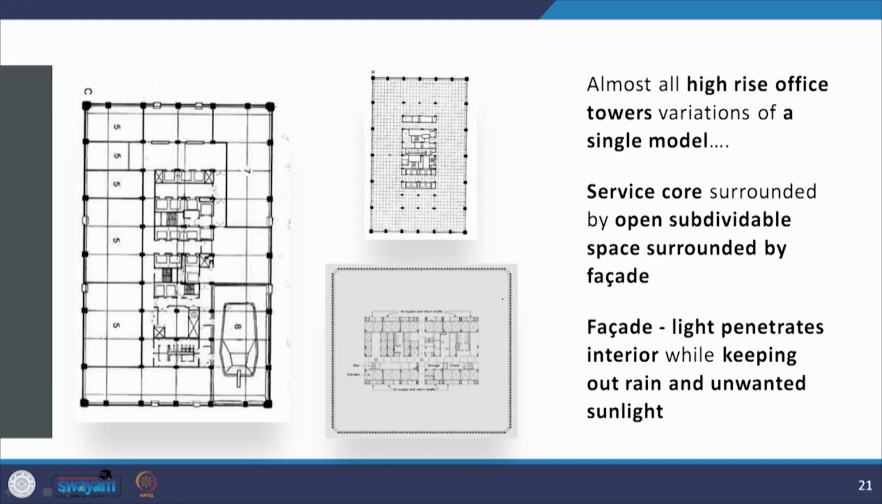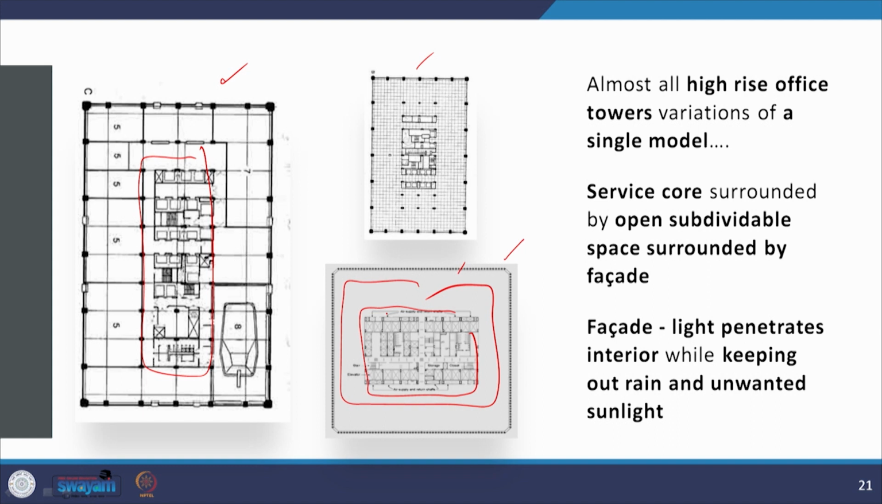Now to consider the tall building, particularly of that time, almost all high-rise office towers were variations of a single model: there is the service core at the center, having the elevators and the toilet facilities, etc. In this building, for example, this is the World Trade Center that tragically came down in the 9/11 attack, and this is the floor plan of the World Trade Center. And this also has this service core at the center, and then you have the floor all around it.